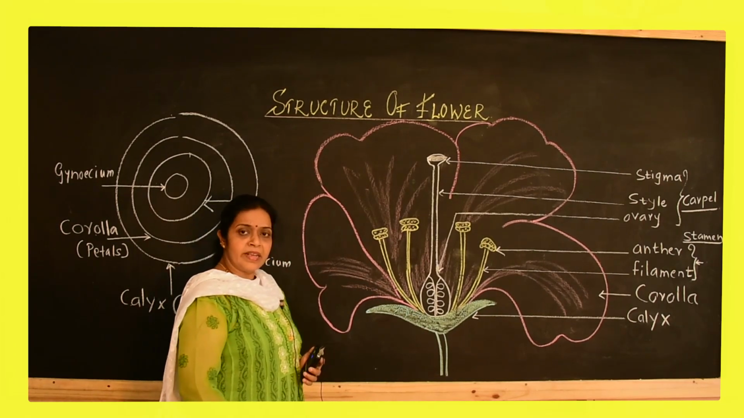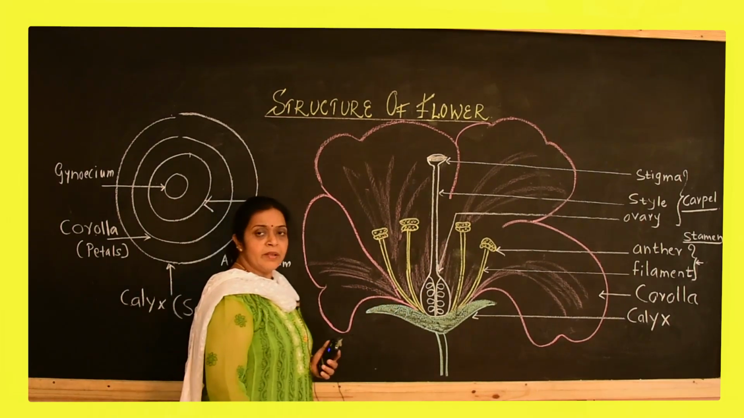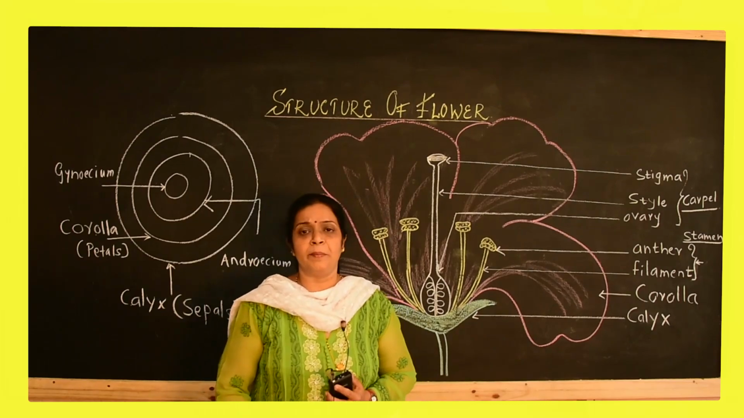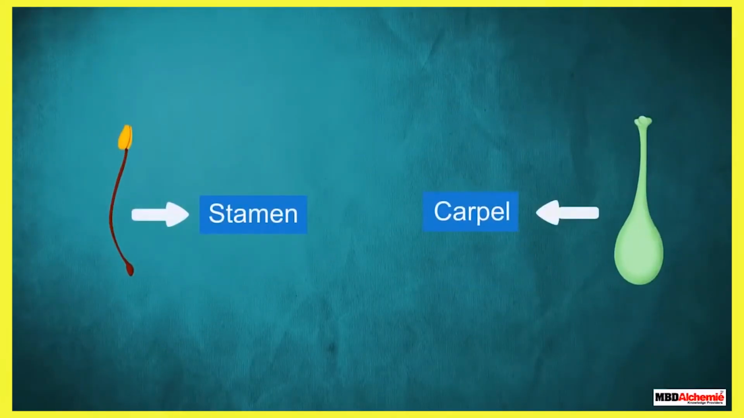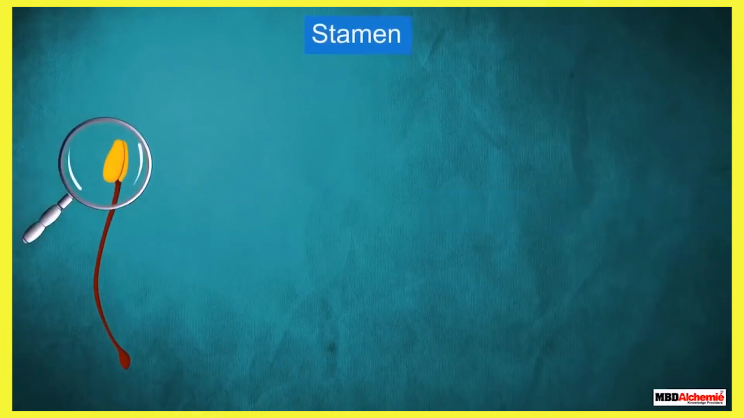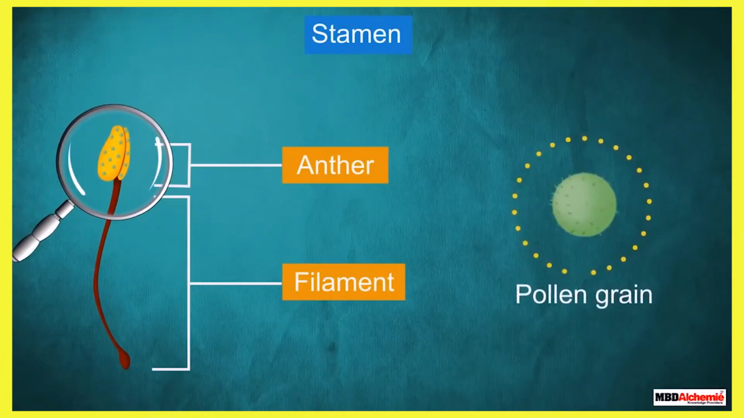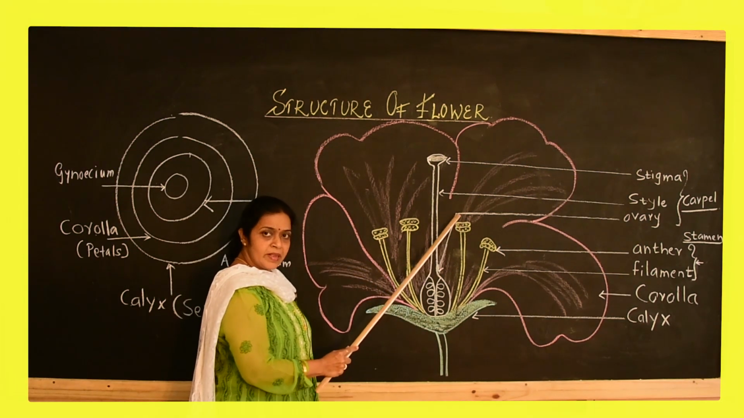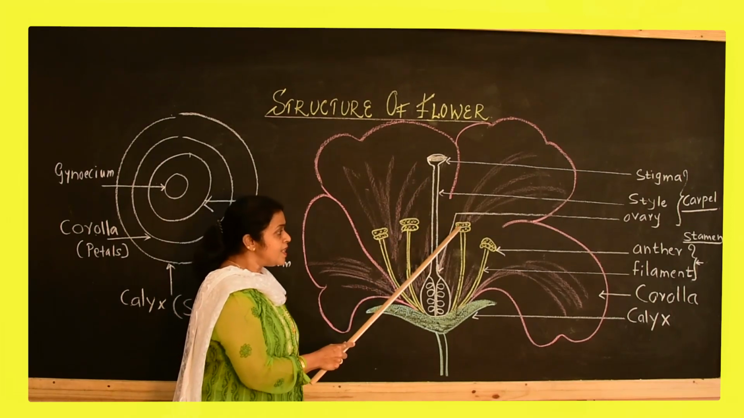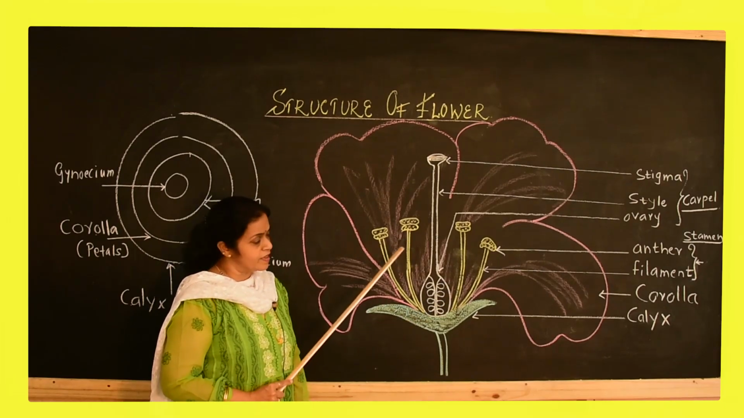Then the next whorl is called as androecium. Here, this whorl is the androecium. Androecium is made up of number of stamens. This is the stamen. Each stamen is made up of a long filament and anther. The anther will have pollen grains present in it. These pollen grains undergo meiosis and form the male gamete. Thus, in this flower, essential whorl androecium, what we are saying, is having the male gamete present in it.